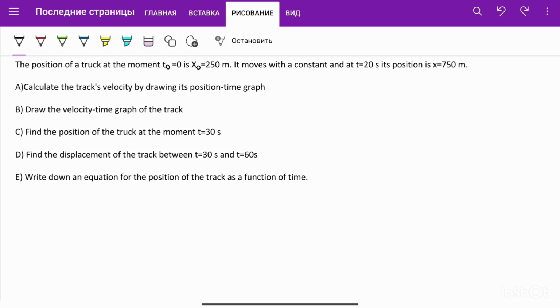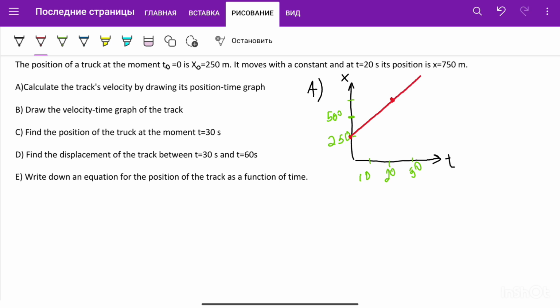Let's solve some exercises. The position of a truck at the moment 0 is 250 meters. It moves with a constant velocity, and at 20 seconds, its position is 750 meters. We need to calculate the truck's velocity by drawing its position time graph. The vertical line expresses position and the horizontal line time. We know that the truck starts moving at 250 meters. And at 20 seconds, its position is already 750. This is a position time graph of the truck.